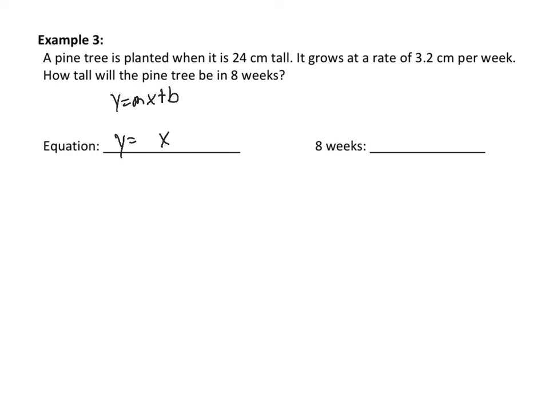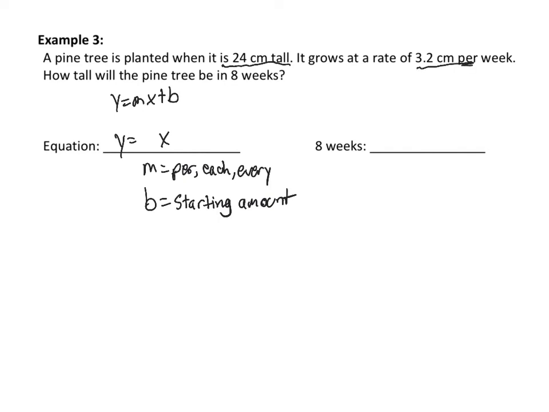So we go back and we're going to break down the word problem to figure out what our M is and the B is. Remember, the M is the per, the each, or the every. And the B is the starting amount. So our example says a tree is 24 centimeters tall. So that's when it was planted. That is how tall it is. That would be our starting amount. And then it says it grows at a rate of 3.2 centimeters per week.